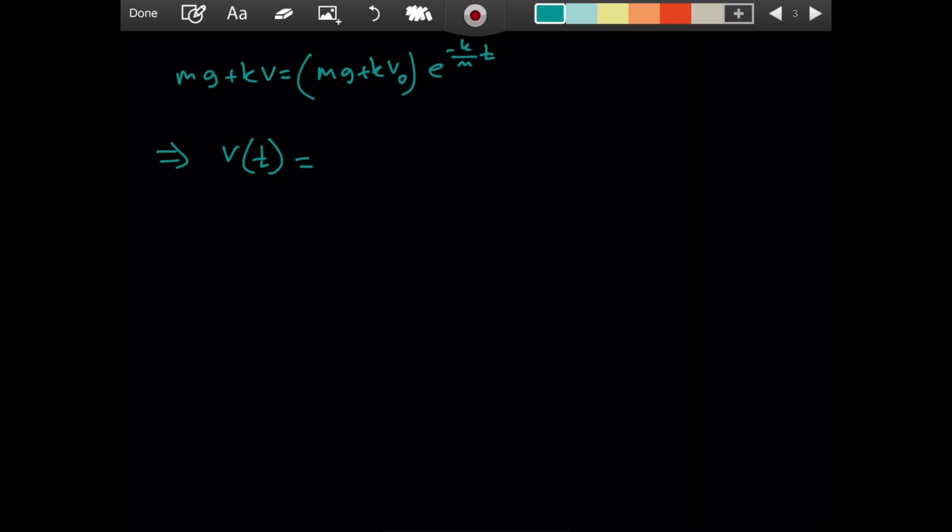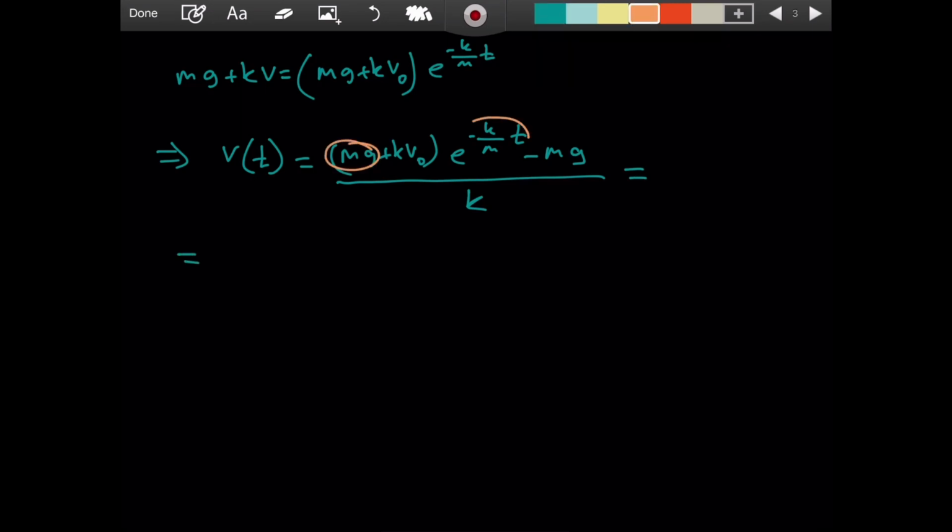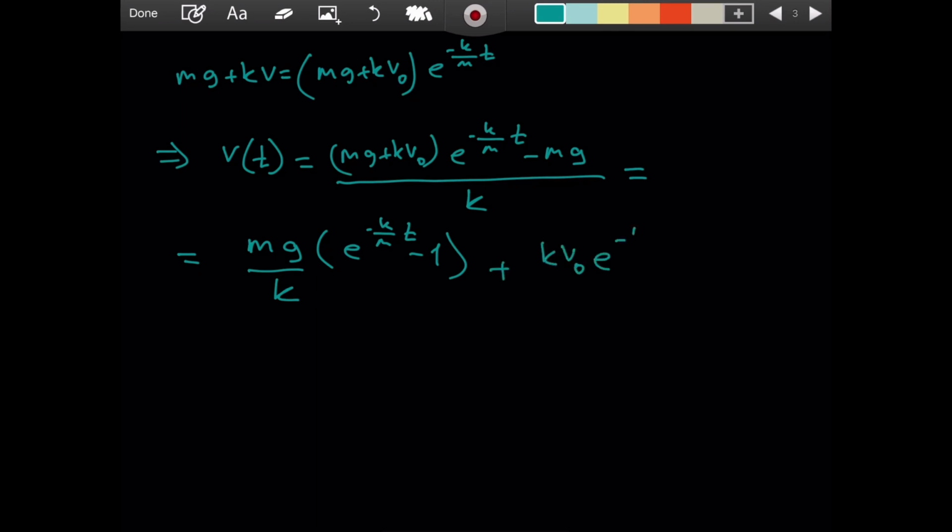This is equal to mg plus k v naught. Let me just write it and then explain. Alright, this is basically what we get. Now we can factor out some things to make this look nicer. So we have mg times the e term here, which means if we factor out an mg, we can have e raised to the power of negative k over m t minus 1, divided by k. And also the other term, k v naught e raised to the power of negative k over m t divided by k. And we see the k's cancel. Hooray, that is always nice. To leave us with the final result.